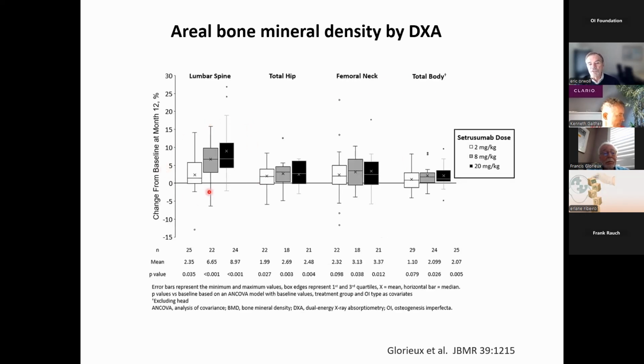These are the changes in bone density that I just showed you at the lumbar spine, with the lowest, intermediate, and highest doses of setrusumab. Again, a nice increase. But we saw similar changes, not as great, but increases at the total hip, femoral neck, and total body. So all positive changes with this new bone-forming drug called setrusumab.